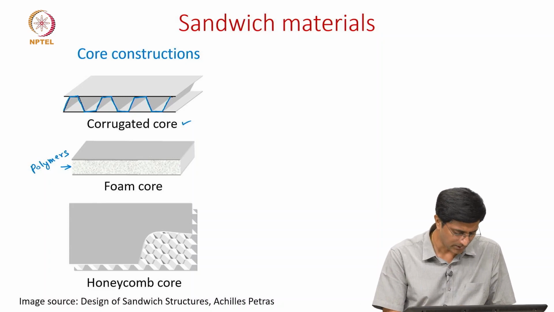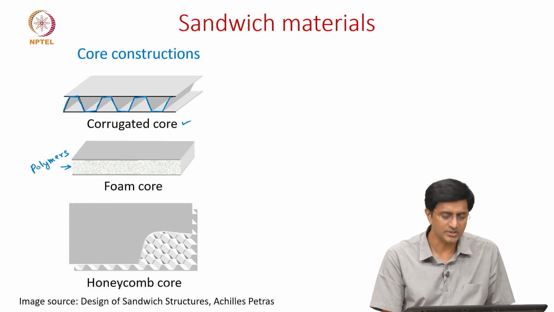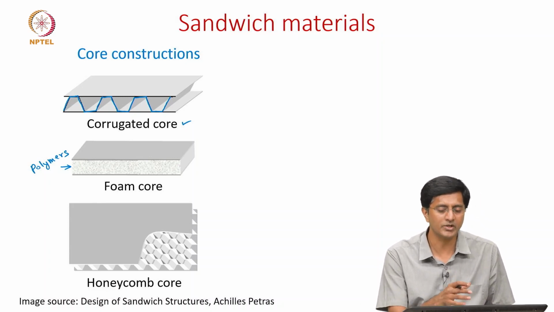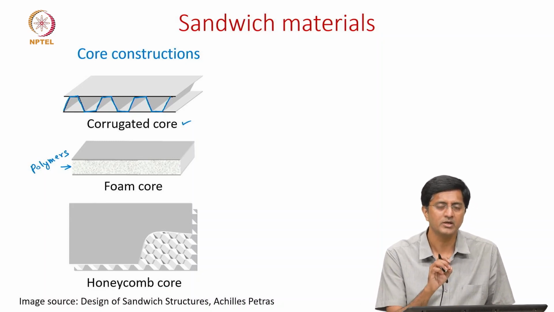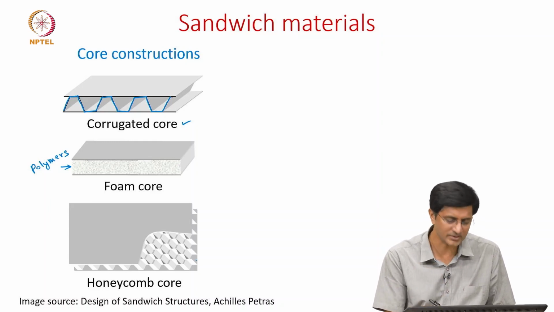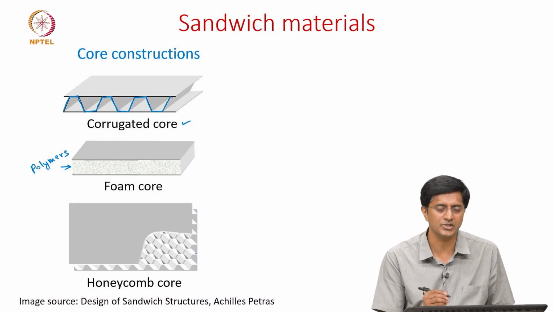And lastly, the honeycomb cores. This is the same core I showed in the previous slide. Essentially, we call it honeycomb because it replicates honey beehives, which are again in hexagonal shapes, and most often these are again made with aluminum sheets.